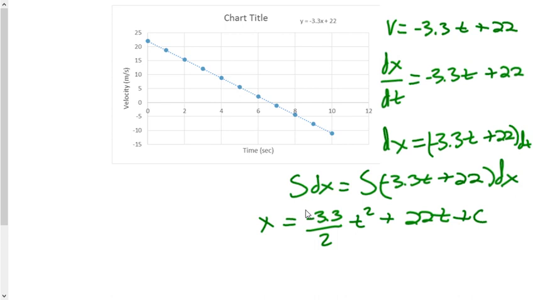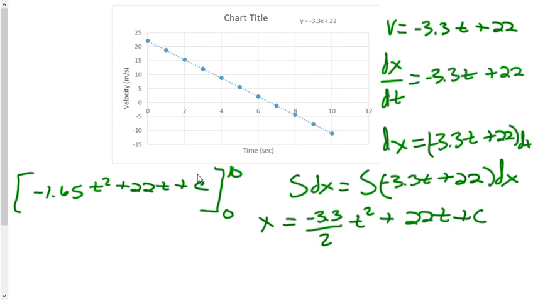Okay, now this is called an indefinite integral. What we really have is a definite integral going from time equals 0 to time equals 10. So I'm just going to work with the right side of this equation. We want a definite integral, and this is how I write that. So negative 3.3 divided by 2 is negative 1.65. And that's going to be a t squared plus a 22t plus C. So what I'd like to do is put a bracket around that, and I'm going to put my limits of integration on the right side of this. We're going from time equals 0 to time equals 10.